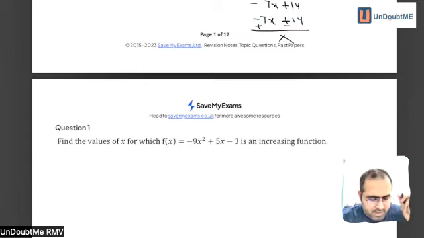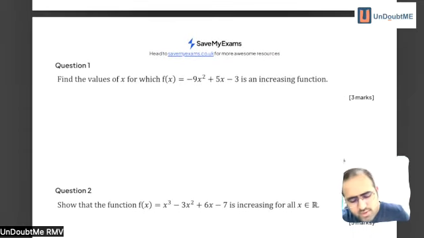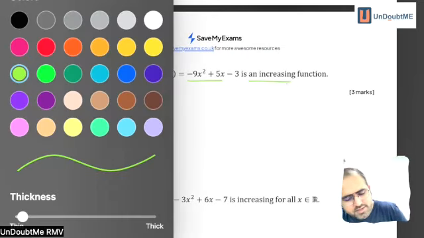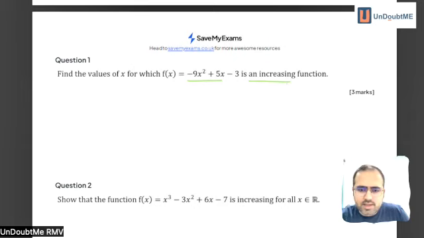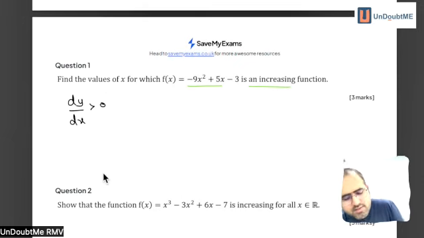Let's go to the question on differentiation. Find the values of x for which this is an increasing function. Now, first we should discuss the concept of what is the meaning of increasing function. When the function is increasing, dy by dx will be greater than 0. What's the reason for that?